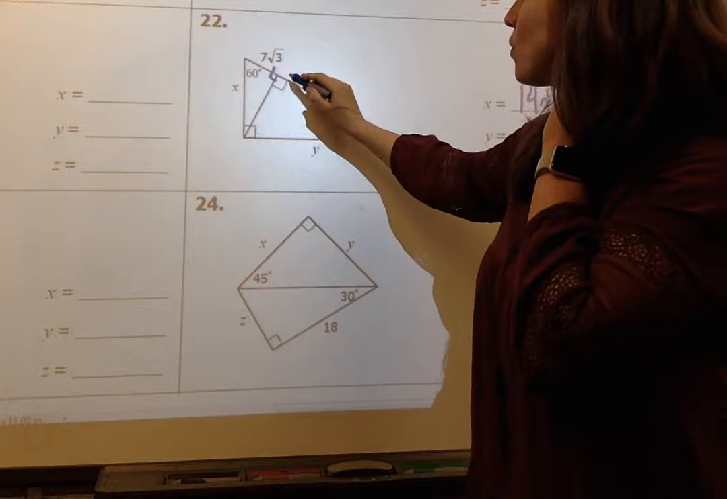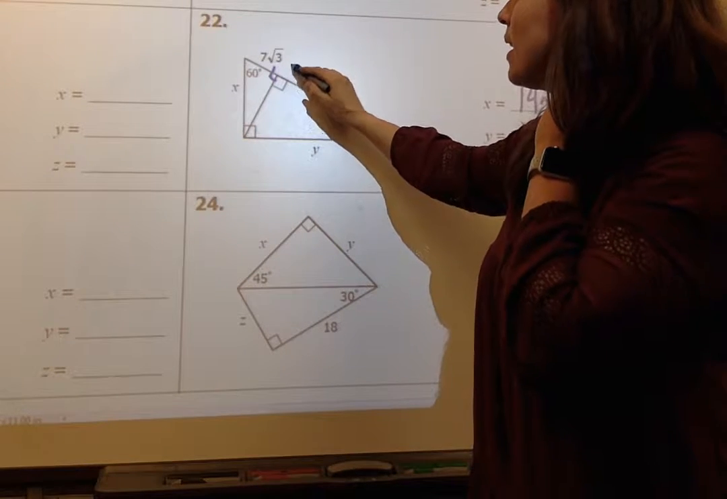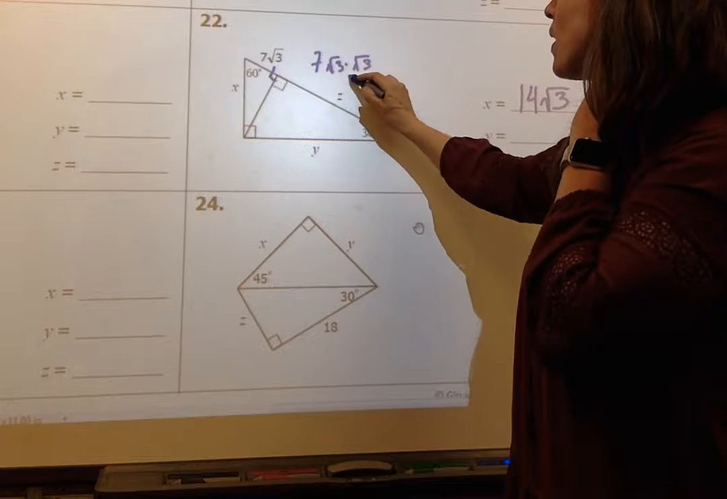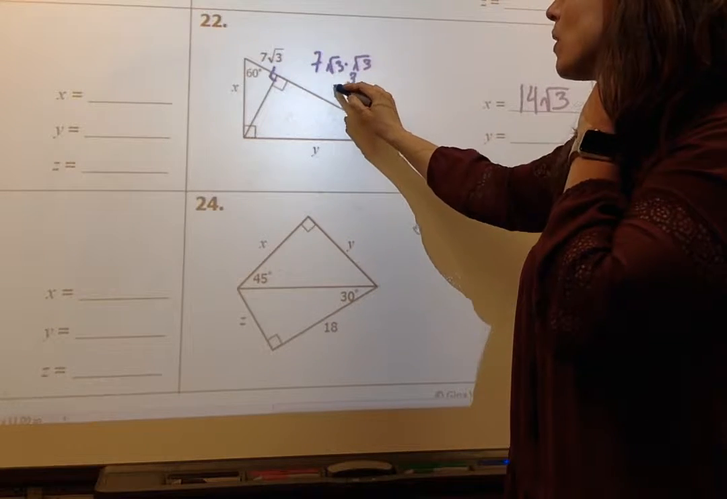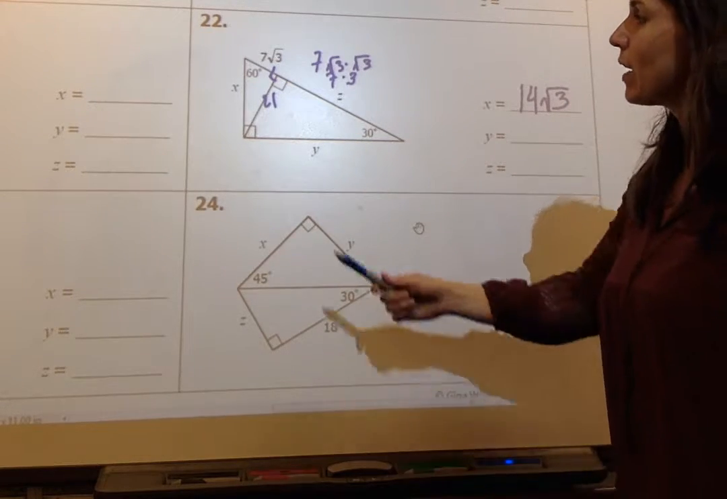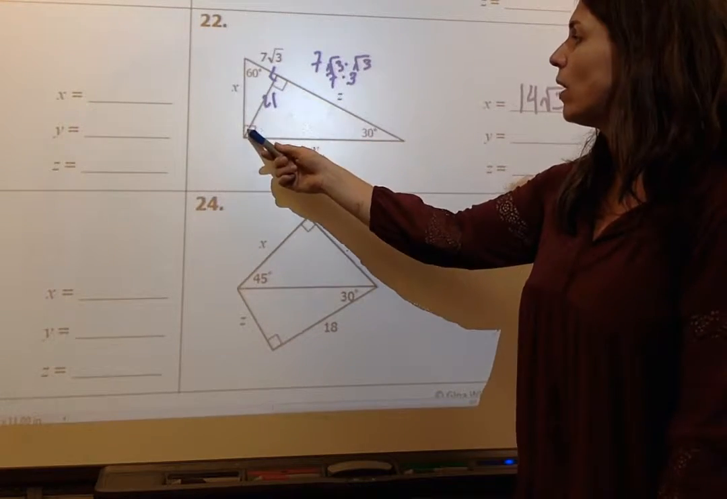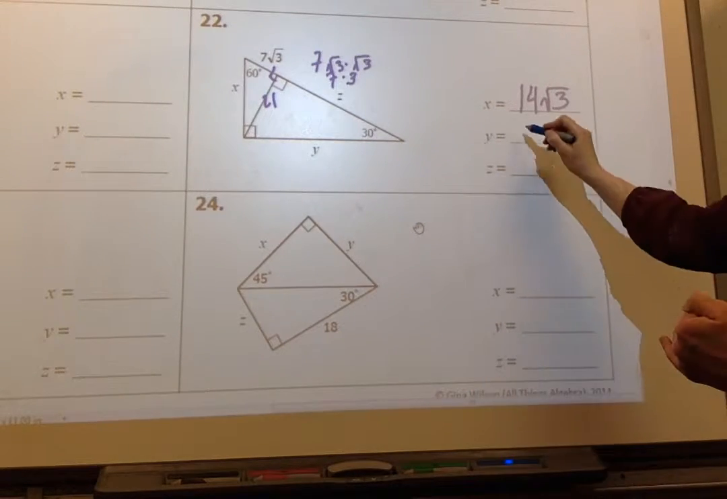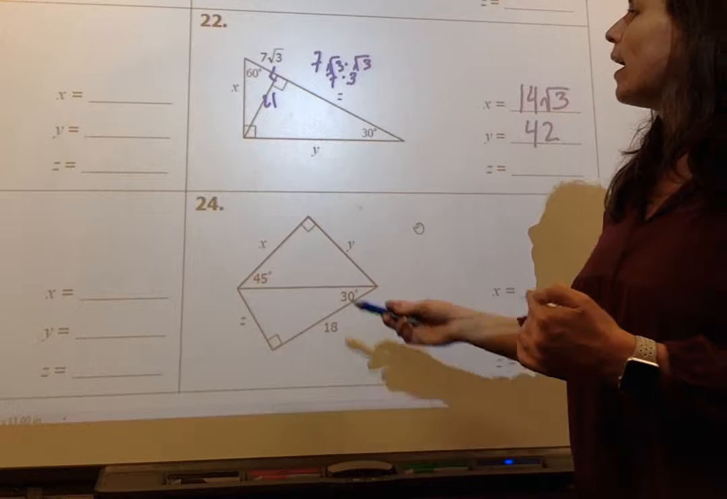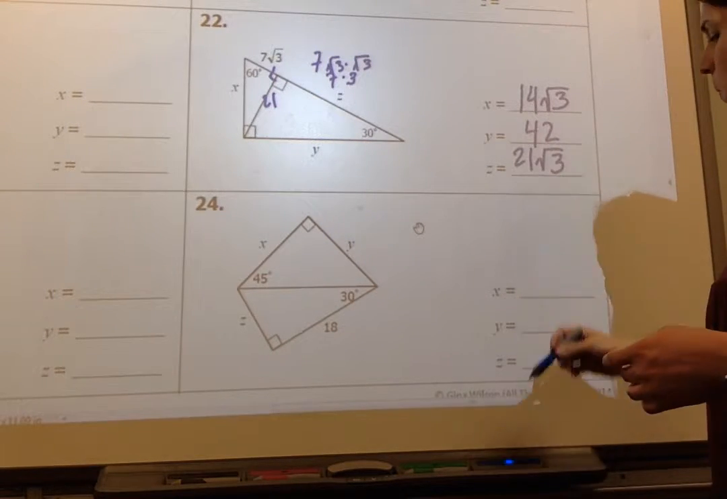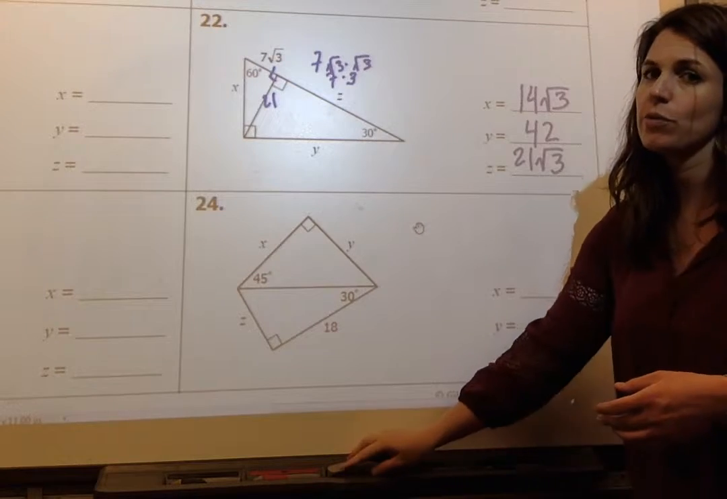So 7 square root of 3 times square root of 3: square root of 3 times square root of 3 is 3, and then multiply by 7, so that's 21. So my short side is 21. My hypotenuse is going to be double that, so y is going to be 42. And then my medium length is going to be 21 square root of 3. So that's what you should be getting for 22.